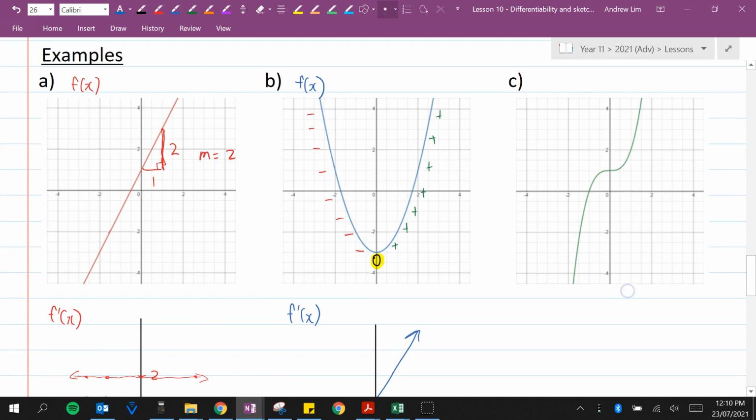Let's have a look at question C. We've got f of x for this, and we want to graph f dash of x. We want to graph the gradient function of this curve. So I'm going to say, oh, this is sloping up. Okay, it's got positive gradients until it reaches here. When x is 0, the gradient is 0. And then for this one here, it's still sloping up, right? So I'm going to draw my plus signs.